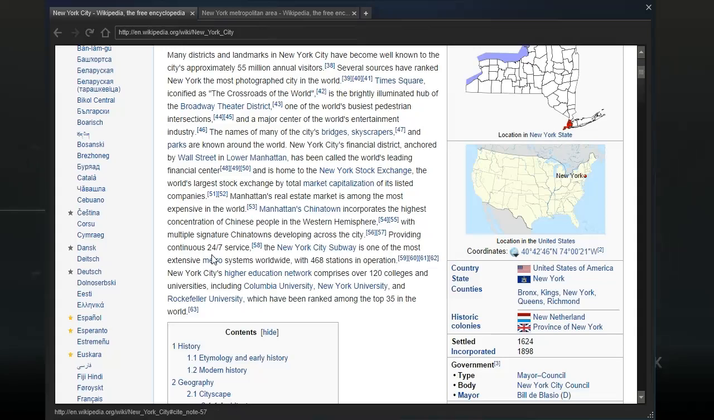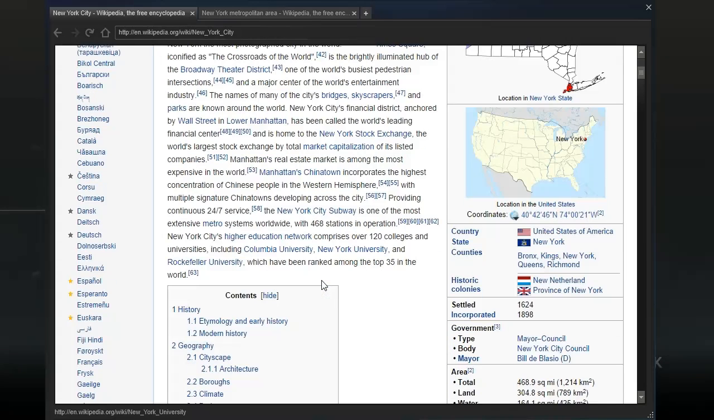Providing continuous 24/7 service, the New York City subway is one of the most extensive metro systems worldwide, with 468 stations in operation. 468 stations! New York City's higher education network comprises over 120 colleges and universities, including Columbia University, New York University, and Rockefeller University, which have been ranked among the top 35 in the world.